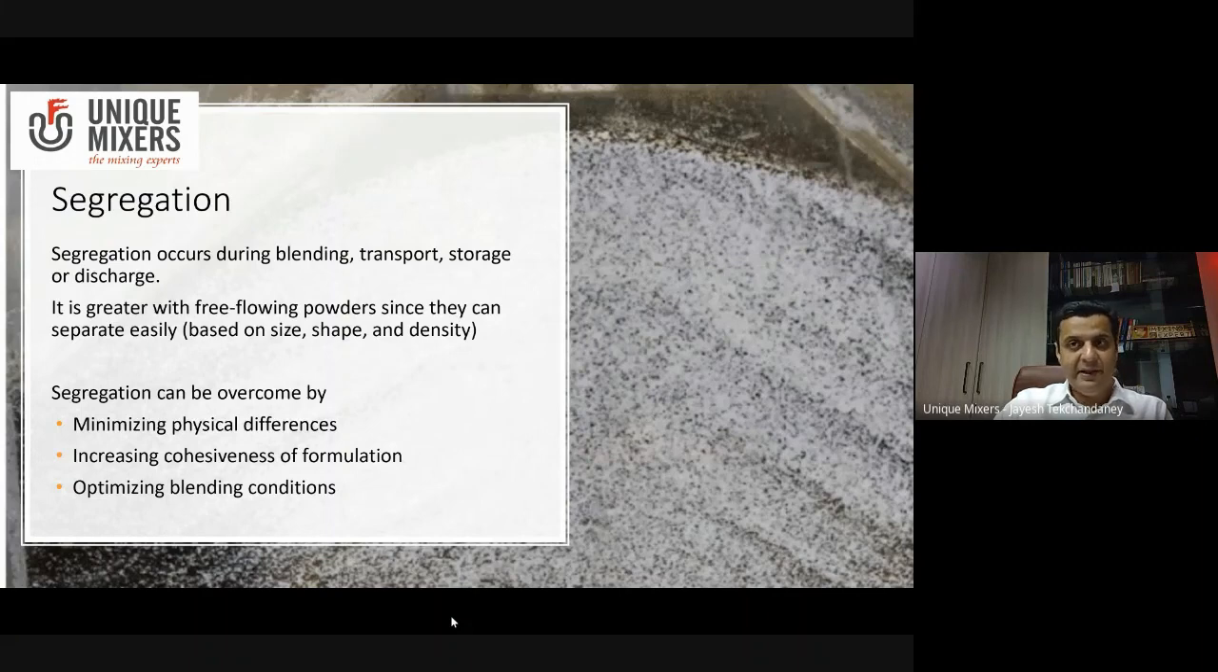And as I said, it is not just limited to the blender. It could also be with your handling of material post blending. So all these need to be taken care of.